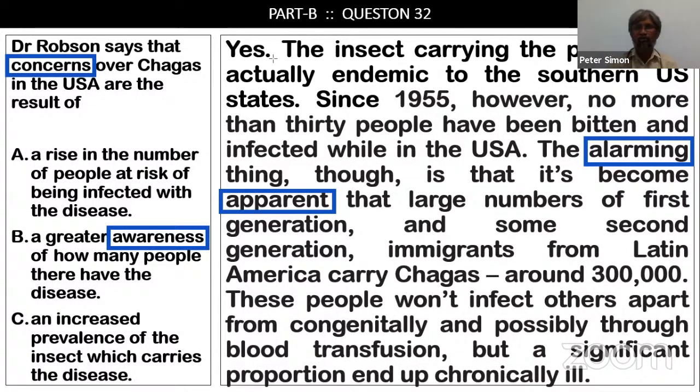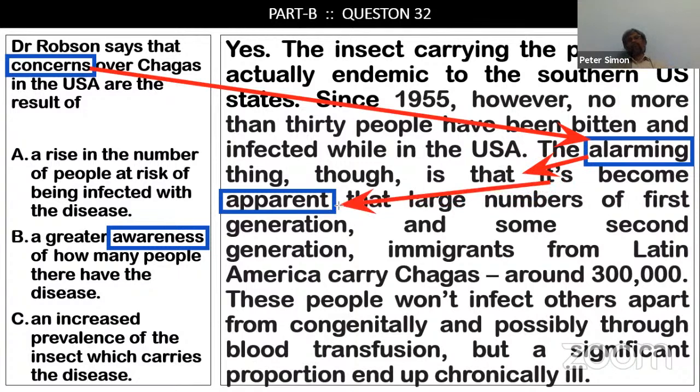Now I'm showing you the pointers. The concerns are alarming. And the alarming is that it's become apparent. Apparent means there is an awareness. Everyone knows it. It is very clear. That means everyone knows. That is the power play. That is the word. So simple as that.